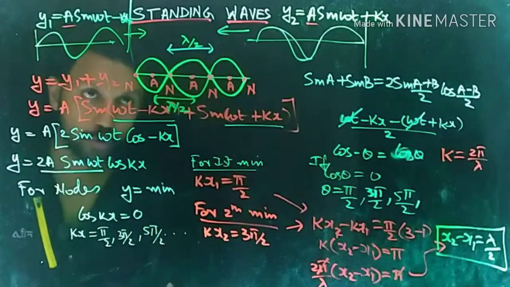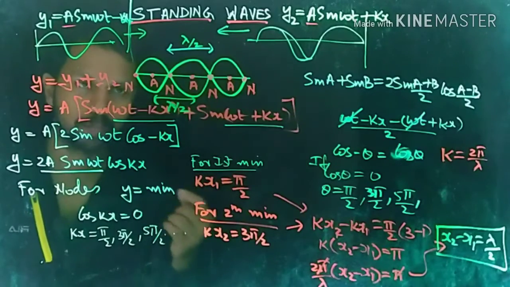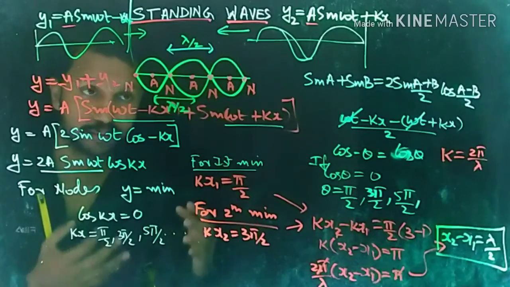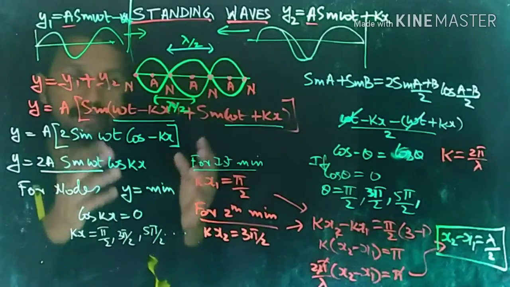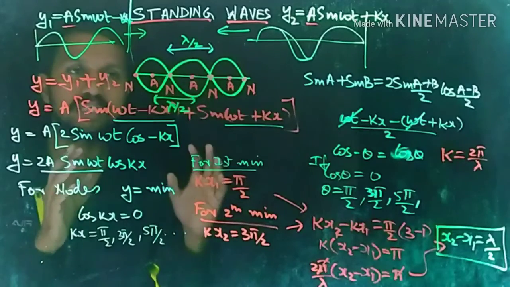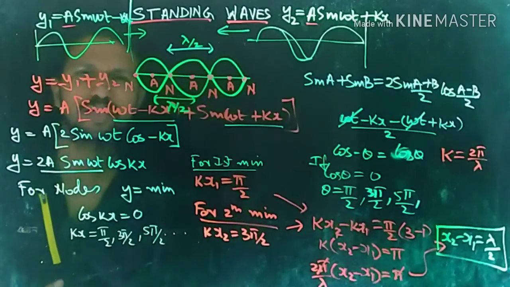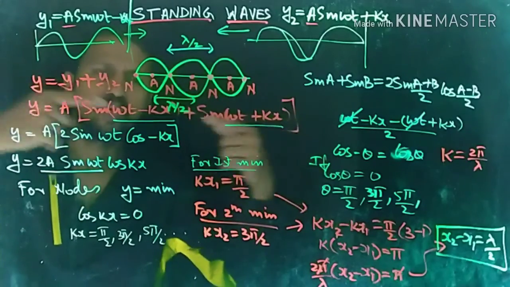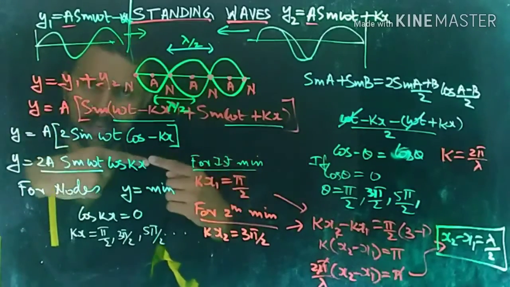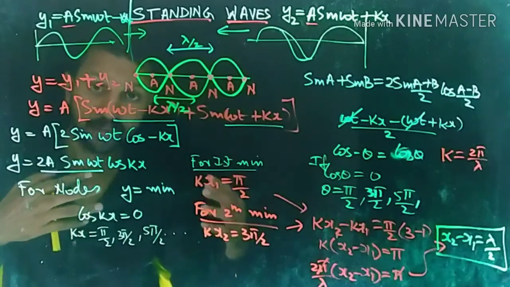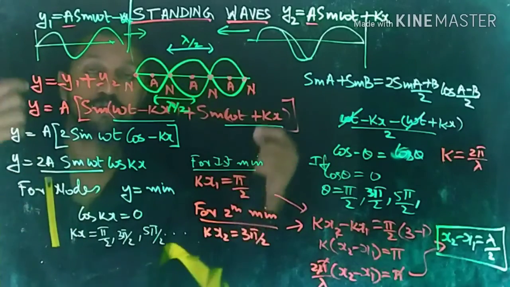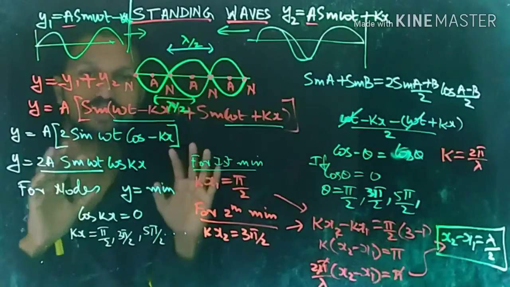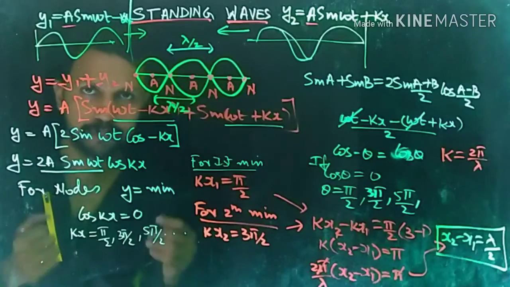What is a node? A node is the point on the standing wave where the vibration is minimum. What is an antinode? An antinode is the point on the standing wave where the vibration is maximum. And what is a standing wave? A wave which is stationary is called a standing wave. How can we create a standing wave? We could create a standing wave by combining two waves of the same frequency traveling in opposite directions. The definition of a standing wave can be given like this also: if two waves of the same frequency traveling in opposite directions are superimposed, a wave which is stationary is created. That wave is called a standing wave.